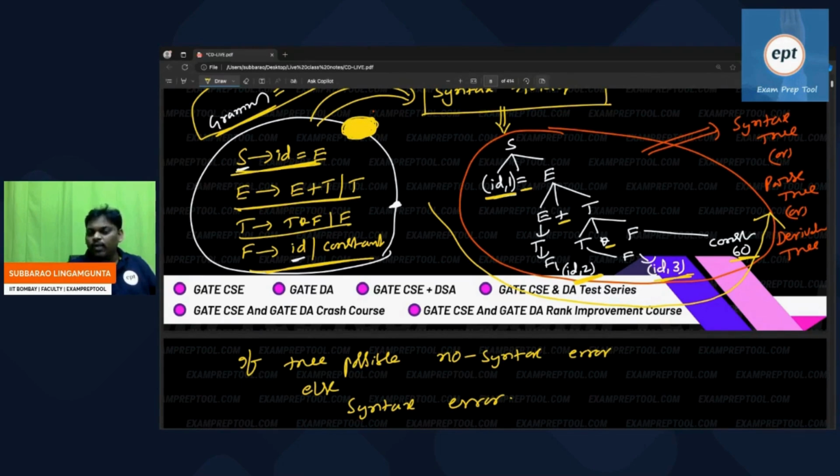Can everyone write in the comment section: what is a compiler?